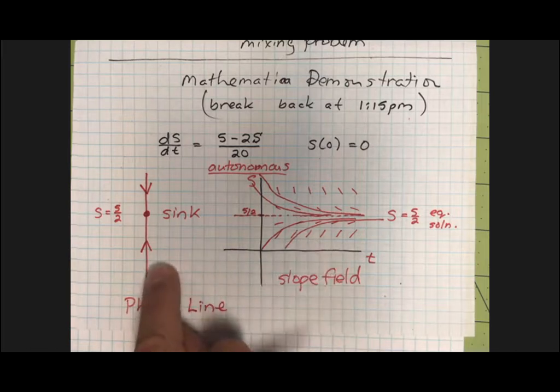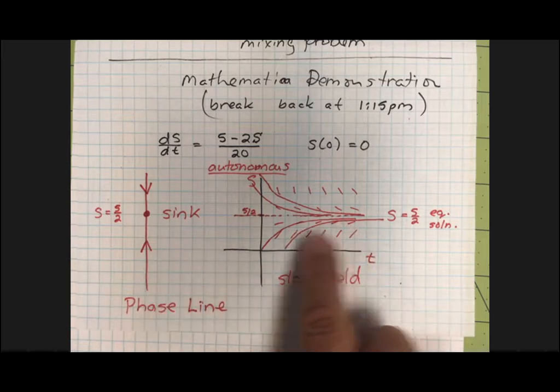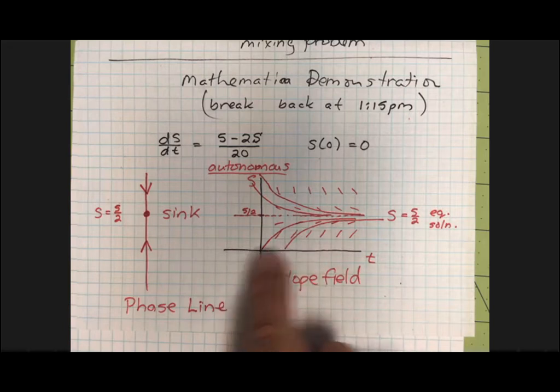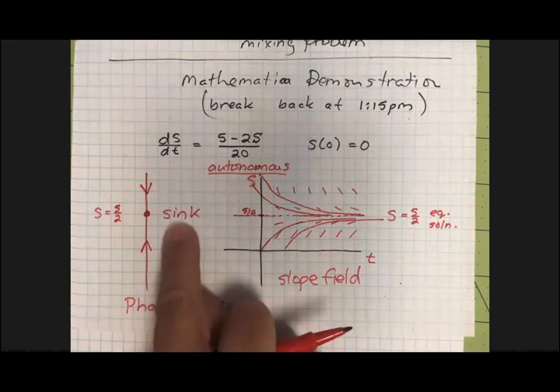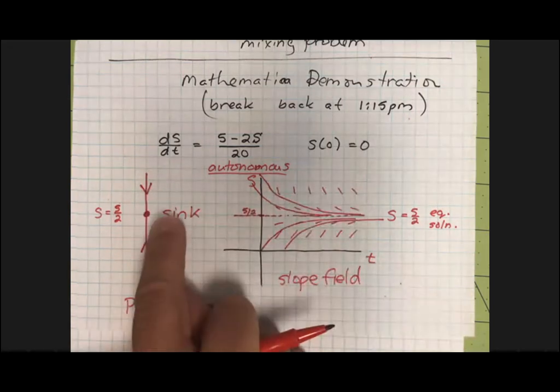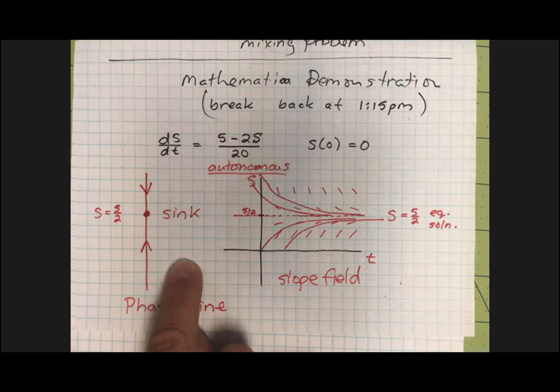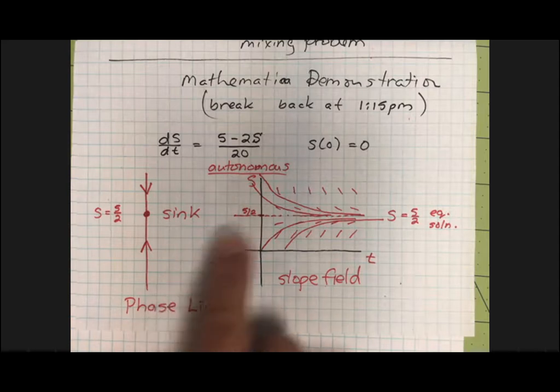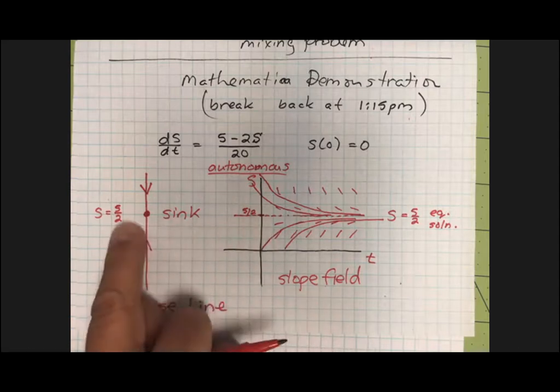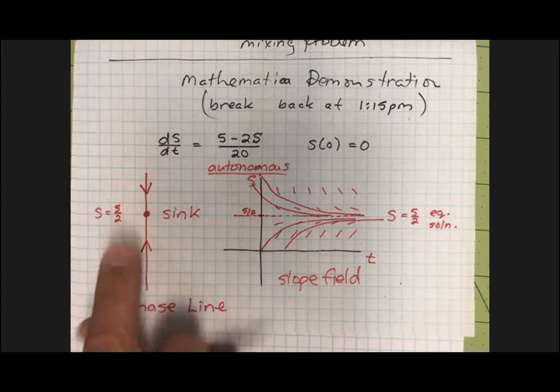It doesn't represent the strength of the slopes, but it does represent that in this region, all slopes go up. In this region, all slopes go down. So you could say I've lost a little information, but I have the key information. What was the absolute key information as far as I was concerned in the mixing problem? That tank would stabilize at 5 halves pounds of salt.